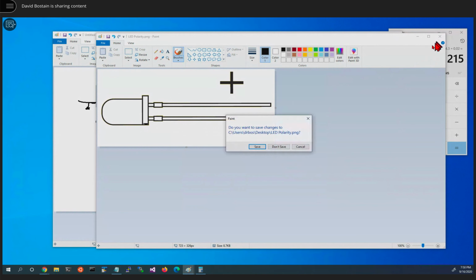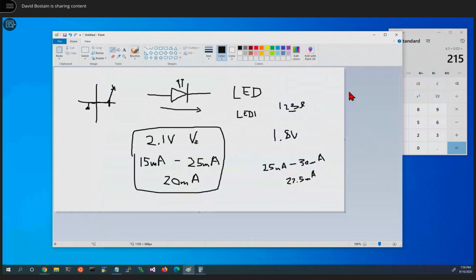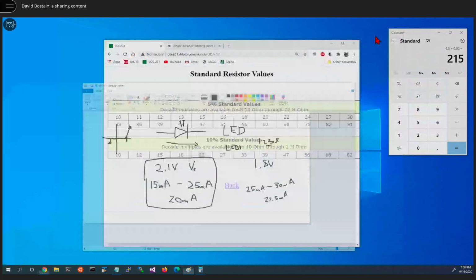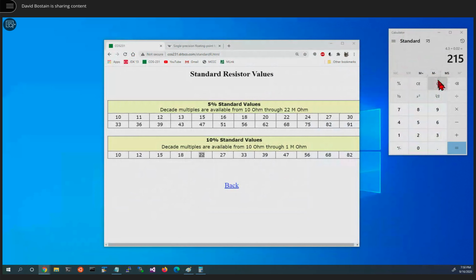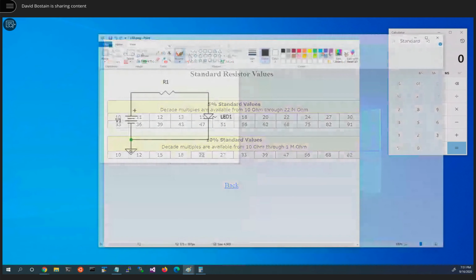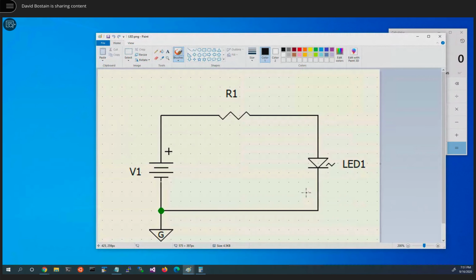Okay, so let's work with the circuit. This guy can go into hibernation for the moment. I believe it's this one. Okay, looks familiar, doesn't it? Looks like the diode circuit we drew a couple minutes ago.